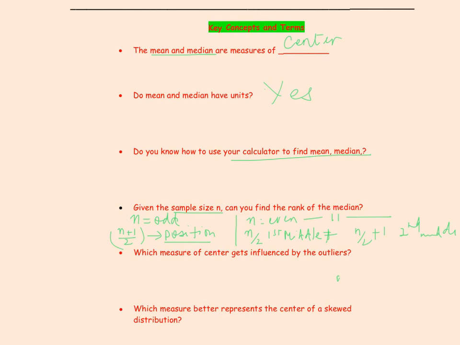Which measure of center gets influenced by the outlier? Clearly, the mean gets pulled in the direction of the skew. If it's right skewed, the mean gets larger. If it's left skewed, the mean gets smaller than the median, but the median remains in the center. So what gets influenced by the outlier is the mean. Which measure better represents the center of a skewed distribution? The mean gets pulled in the direction of the skew, so it doesn't remain in the center anymore. So the median is always a better representative of the center in the case of a skewed distribution.